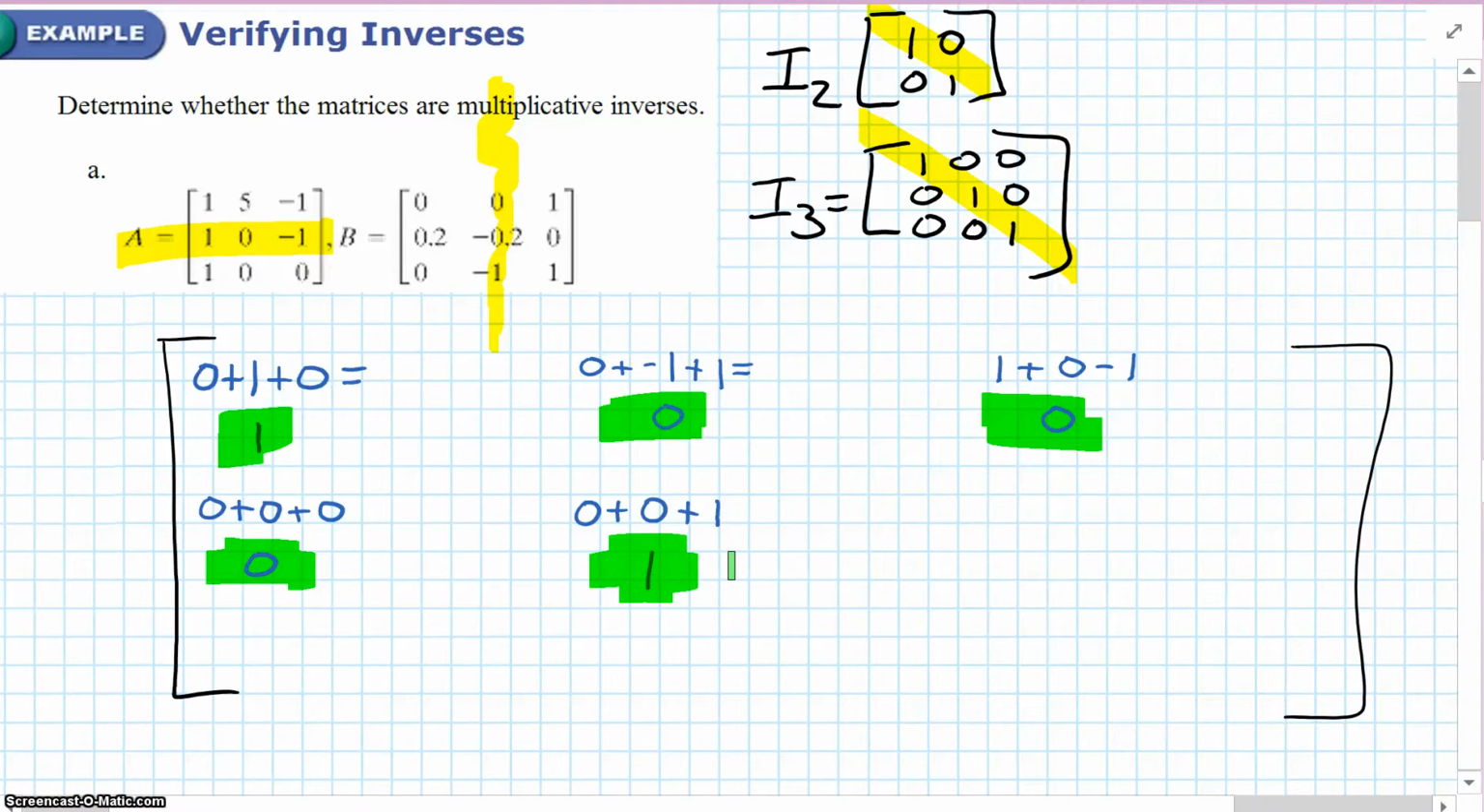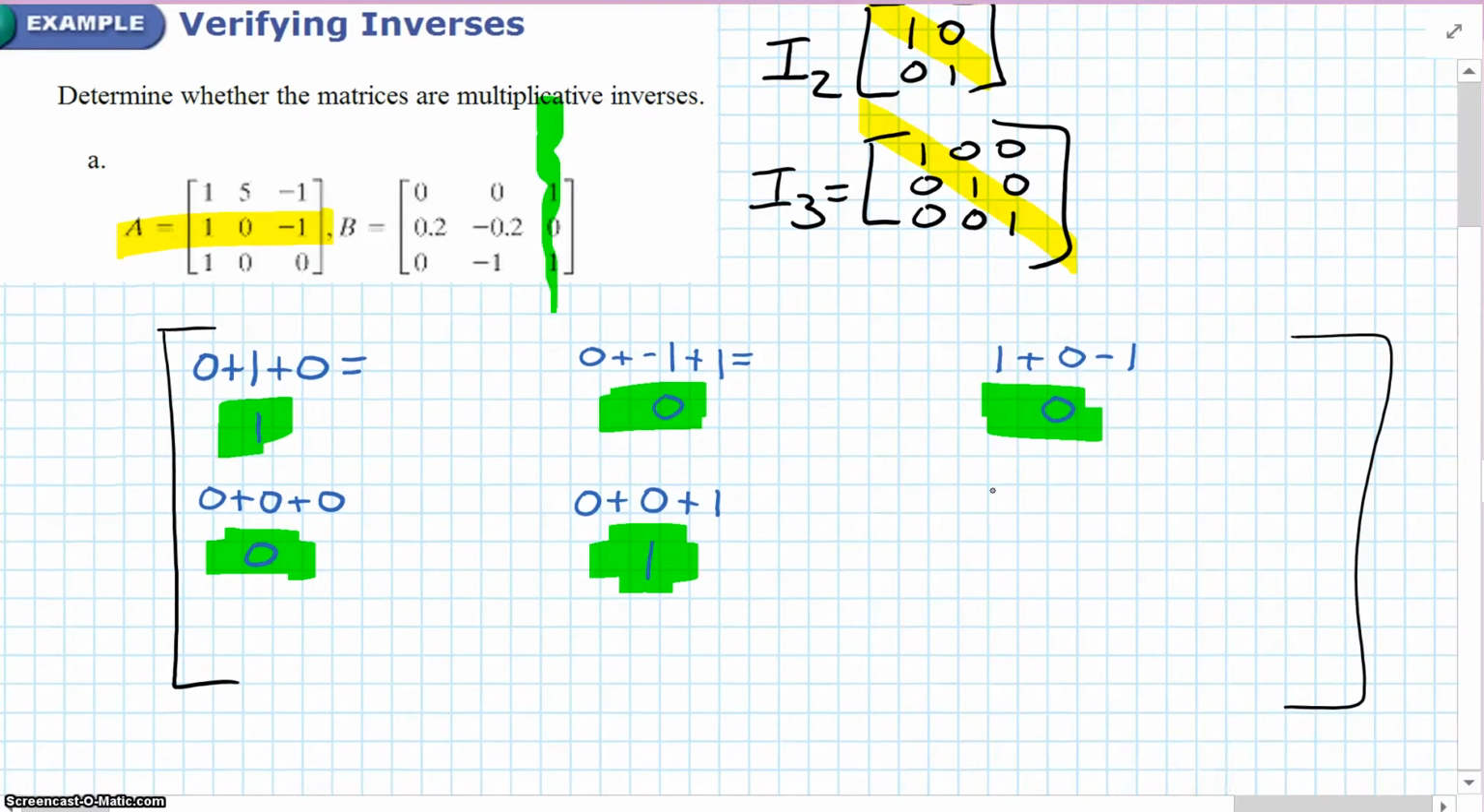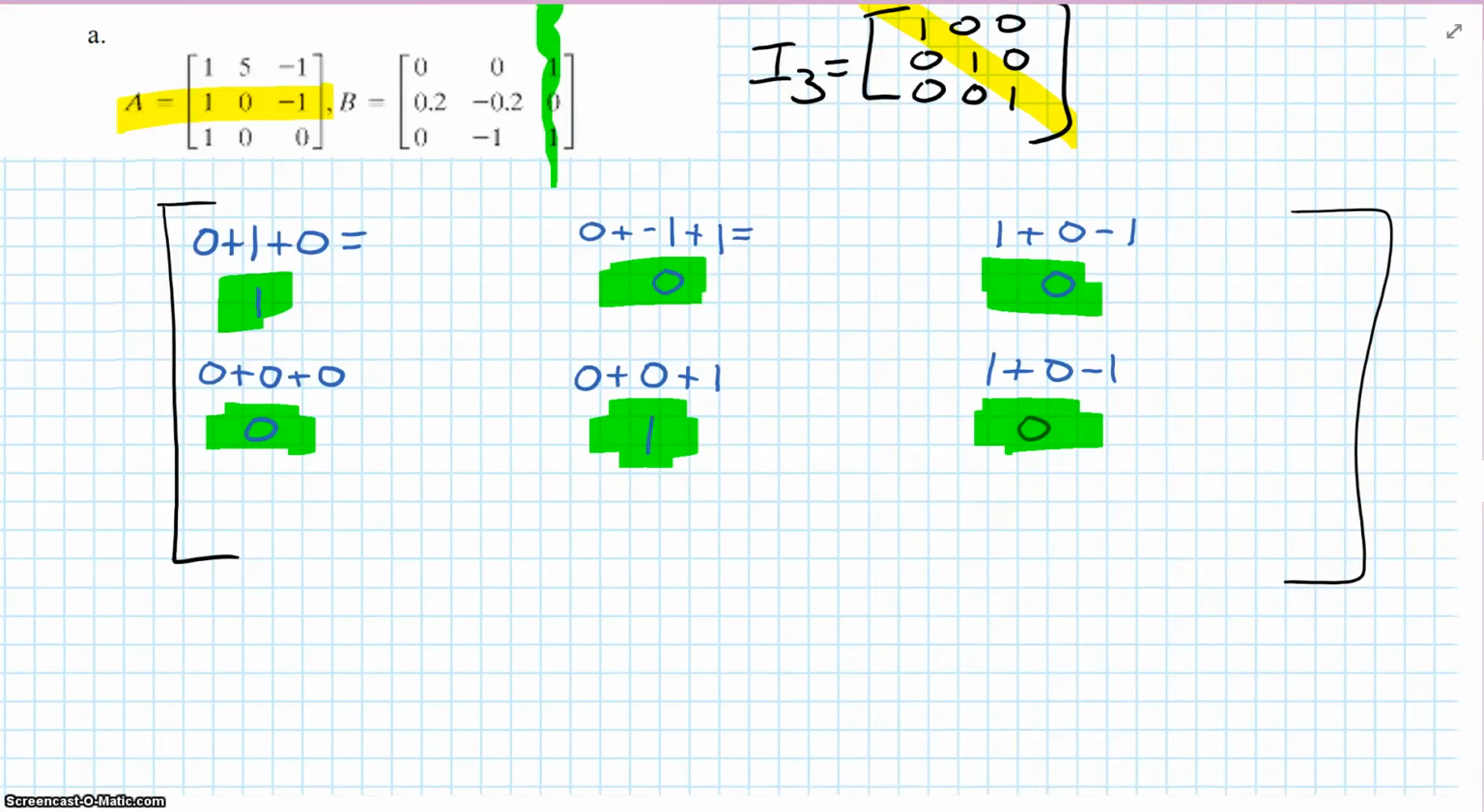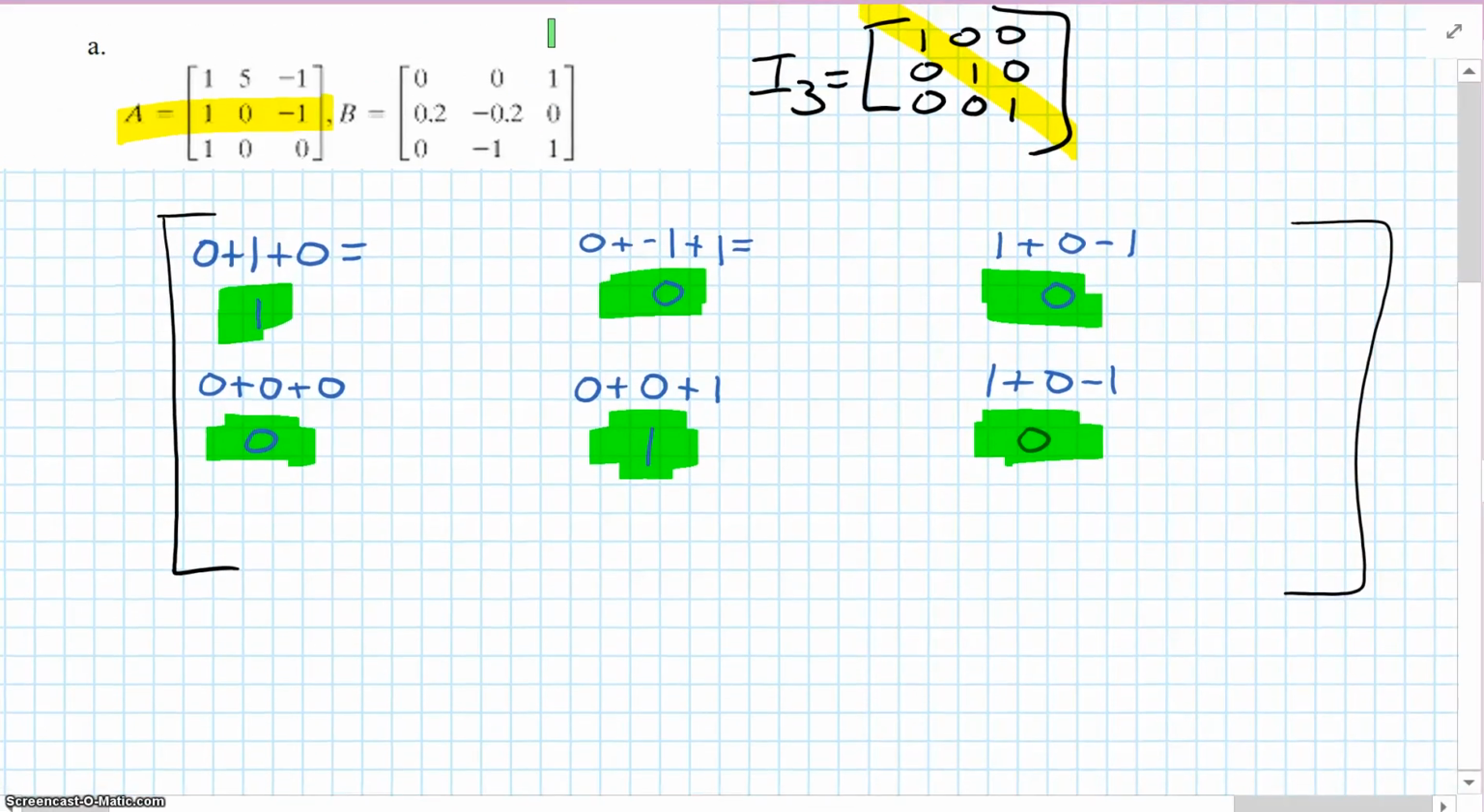Okay? Now, let's go to the next column. Same row, third column. So here we go. 1 times 1 is 1. 0 times 0 is 0. Negative 1 times 1 is negative 1. So you sum those up, you get 0. So we are still on course for an identity matrix. So we got 1, 0, 0, 0, 1, 0. So the third row we need to be an identity matrix is 0, 0, 1.